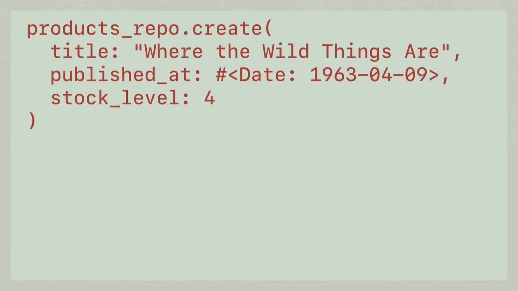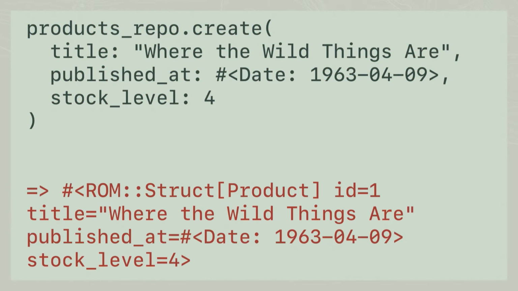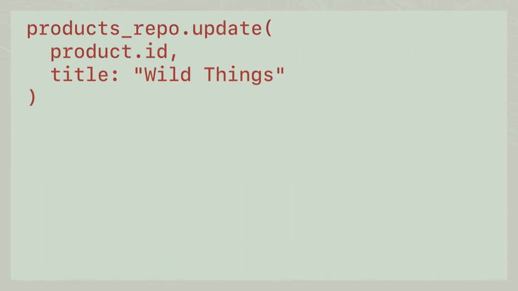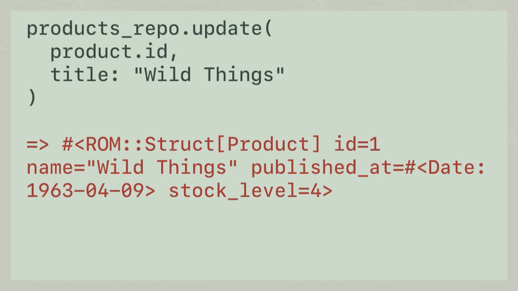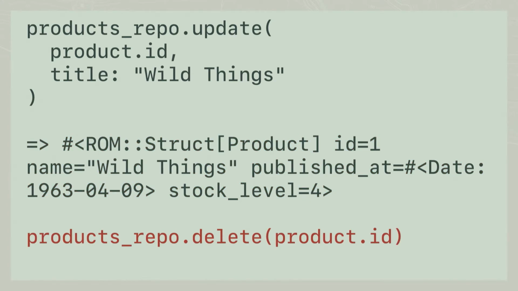So here's what it would look like if we called the product's create command in isolation. Repositories return simple ROM struct objects, but the result of this is that a record will be inserted into the database. Then it's really easy to update a record by passing the primary key along with the data that's changing, which will give us an updated record. And if we want to delete it, we perform delete commands by passing in the primary key too.